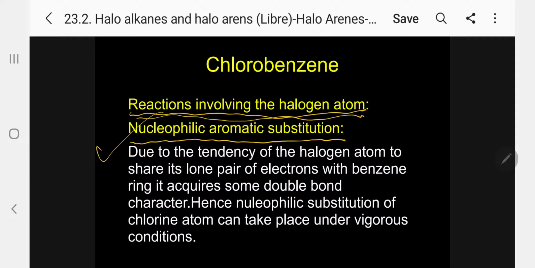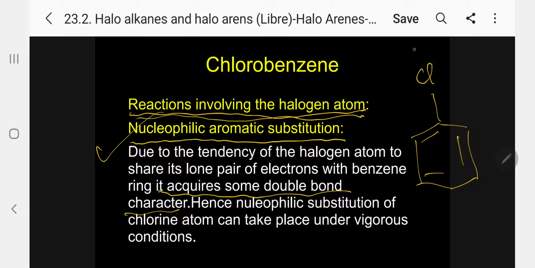Kindly follow. Due to the tendency of the halogen atom to share its lone pair of electrons with the benzene ring, it acquires a double bond character. How can you understand this? This is the benzene ring, and we are having chlorine. We know the electronic configuration of chlorine: 3s2 3p5, 7 electrons in the outermost shell.